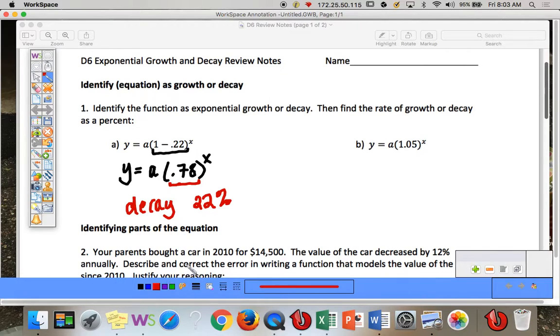If we take a look at the next one, a times 1.05 to the x. 1.05 is bigger than 1. It's 5% bigger than 1. So we're going to say this is growth by 5%. So really, you look at the 1. If it's bigger than 1, however much bigger it is than 1, that's the growth rate. And for decay, you look at what's being subtracted from the 1, and that's what it's going down by.